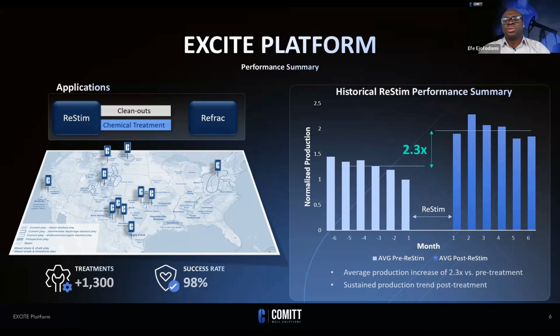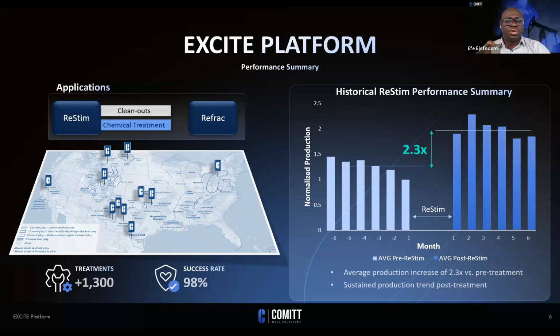But I'd like to draw your attention to the figure to the right, where the vertical axis represents the normalized monthly production for all the treatments of all the wells that we've done to date. The light blue vertical bar represents the preceding 6 months of production prior to the re-stimulation, and the dark vertical bars represent the first 6 months of monthly production post re-stim. Now, overall, we've seen an average of about 2.3 times production uplift once we've executed these sort of treatments.